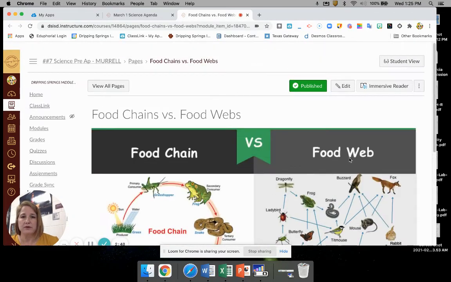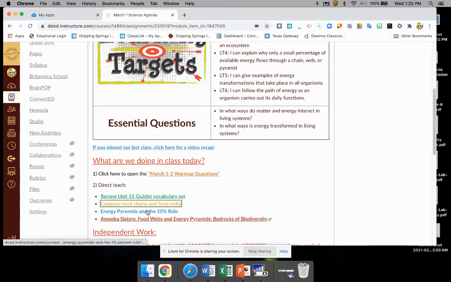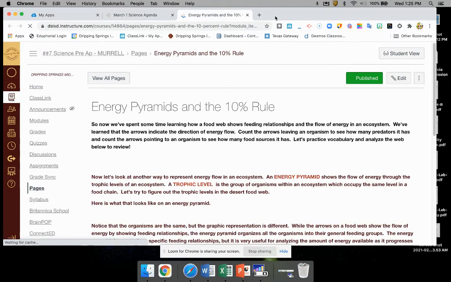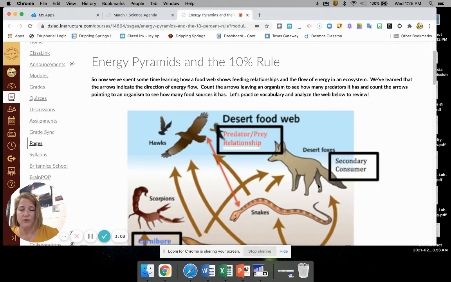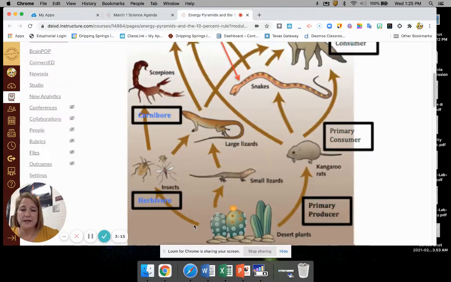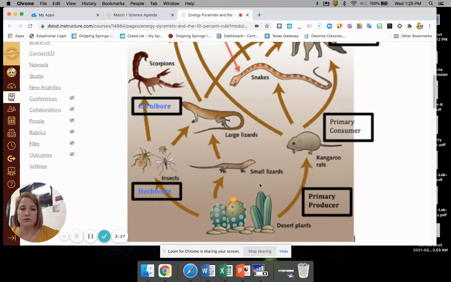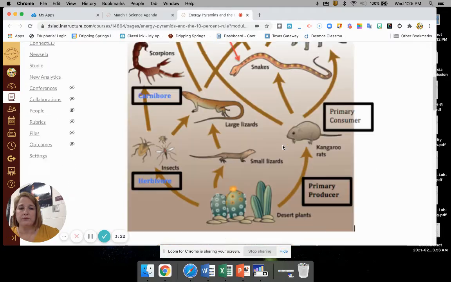So here's some more information about food webs and food chains. Then we talked about the 10% rule. So here is a page all about that. It kind of reviews webs. And I give you, for your example, a desert food web that shows predator-prey relationships, primary and secondary consumers, carnivores, those would be the meat eaters, and herbivores, those are the plant eaters, in that desert food web.